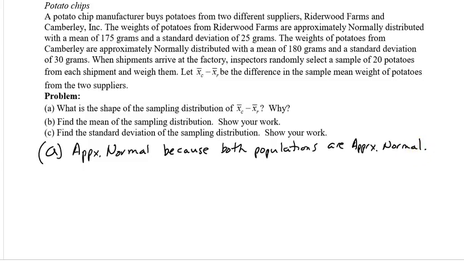B, find the mean of the sampling distribution. Well, x bar c minus x bar r would equal mu sub c minus mu sub r, which is 180 minus 175, or 5 grams.